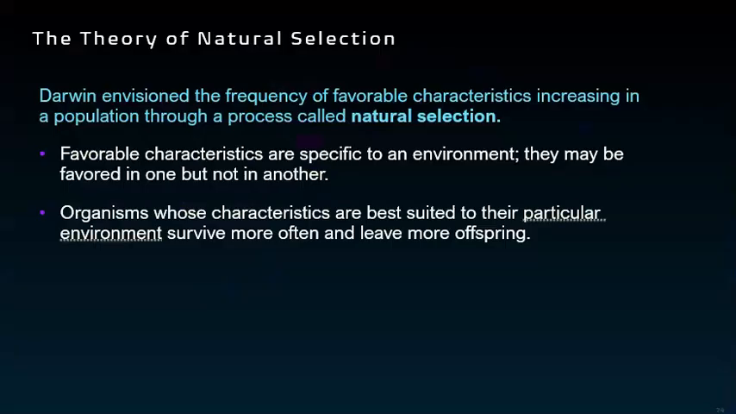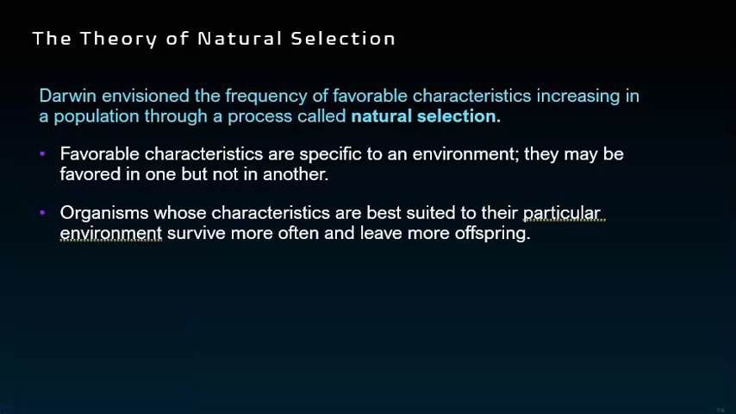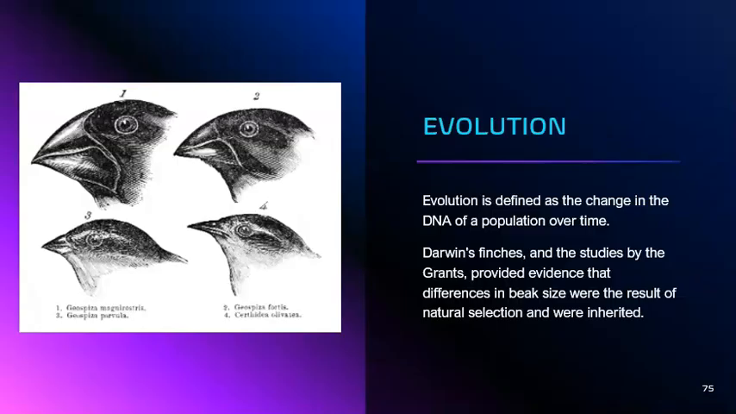Darwin envisioned the frequency of favorable characteristics increasing in a population through a process called natural selection. So this is where favorable characteristics are specific to an environment, and they may be favored in one but not in another. So it's not necessarily happening to every species or every individual of a species population. Organisms whose characteristics are best suited to their particular environment will survive more often and leave more offspring. Which makes sense. If they're better suited to their environment, they're the ones that are going to be more successful at reproducing.